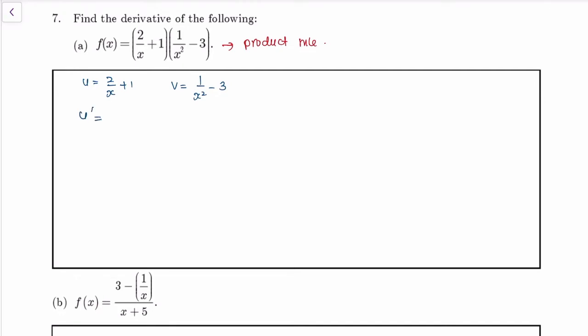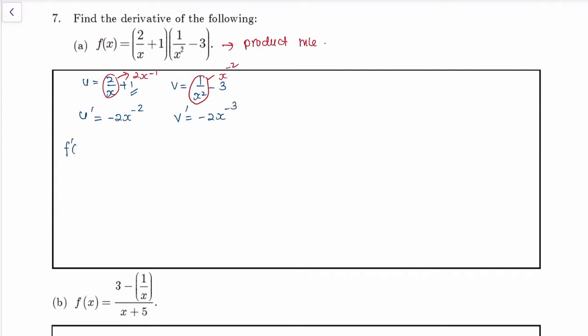So, u prime: 2 over x, kita jadikan 2x to the power of negative 1. So, differentiate, so negative 2x to the power of negative 2. Then, differentiate 1 dapat 0. So, v prime sama juga, 1 over x squared, jadikan x to the power of negative 2. So, that negative 2x to the power of negative 3.